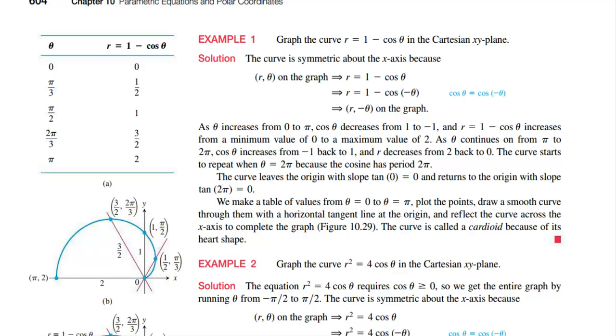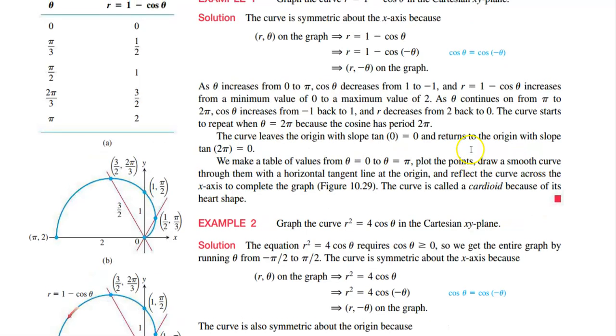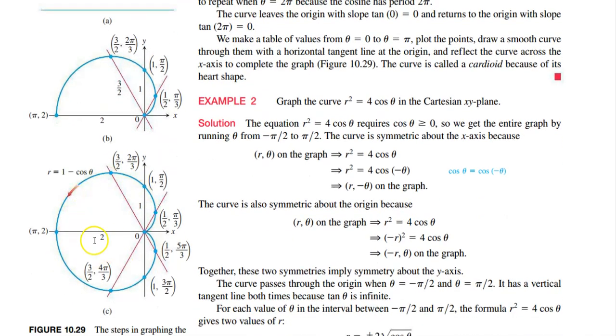The curve leaves the origin with slope tangent 0 equals 0, and it returns to the origin with slope tangent of 2 pi equals 0. We make a table of values from theta equals 0 to theta equals pi, and we plot the points and draw a smooth curve through them with a horizontal tangent line at the origin, and then reflect the curve across the x-axis to complete the graph. And we have this little curve on the left here. This thing is called a cardioid because of its heart shape. This one down here.